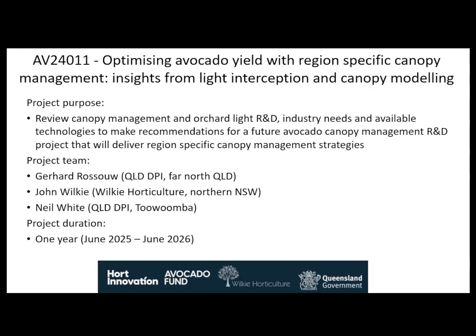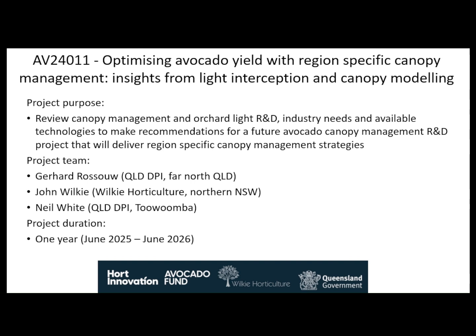Okay, that was our piece of work about total light interception and productivity. I just thought I'd take the opportunity to introduce a new project which has only just started. It is called Optimising Avocado Yield with Region-Specific Canopy Management, Insights from Light Interception and Canopy Modelling.